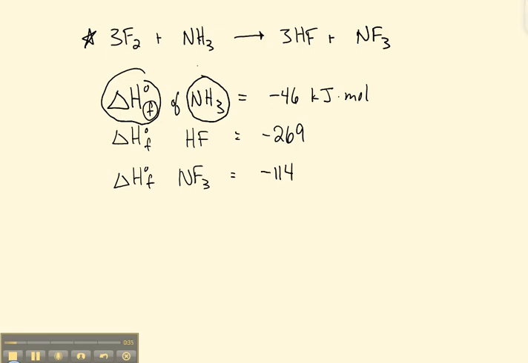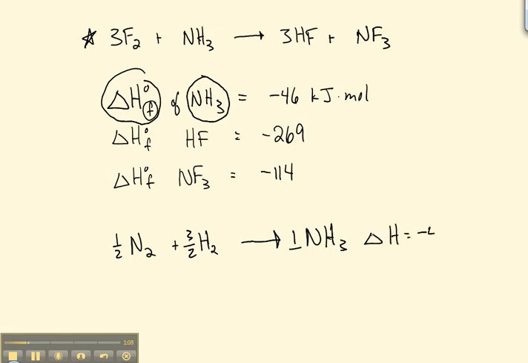So to make NH3, I'm going to use N2, which is a gas, and I'm going to use H2, which is also a gas. But I have to use the right amounts to make 1 mole. Well, that means I'm going to have a half mole of N2 and 1.5 moles of H2. So that gives me the right amount. The change for this reaction, it tells you, is negative 46.